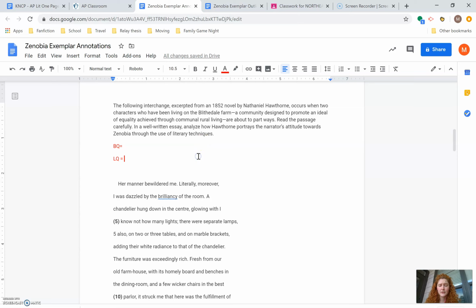So we already know that the little question is going to be literary techniques. And so the issue here is, what is the big question?